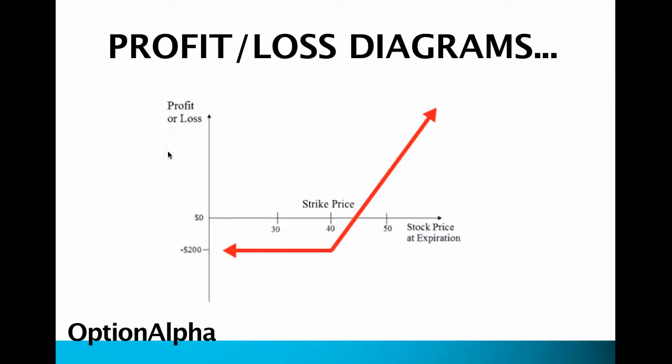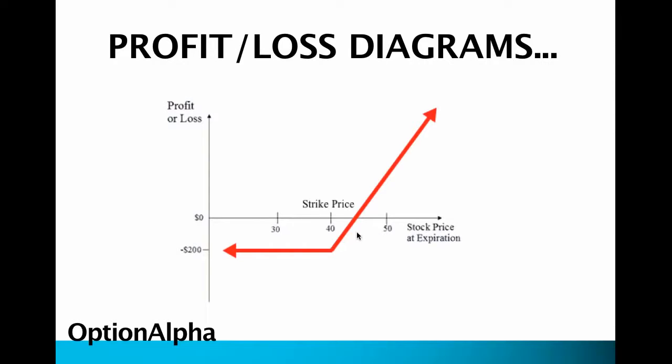The profit loss diagram is very simple. We'll start with this middle line here, which my cursor is highlighting right now, and that is your stock price at expiration. We can place this at $200, whatever, but the important thing to realize is that these numbers, 30, 40, 50, etc., are representative of the stock price at expiration.